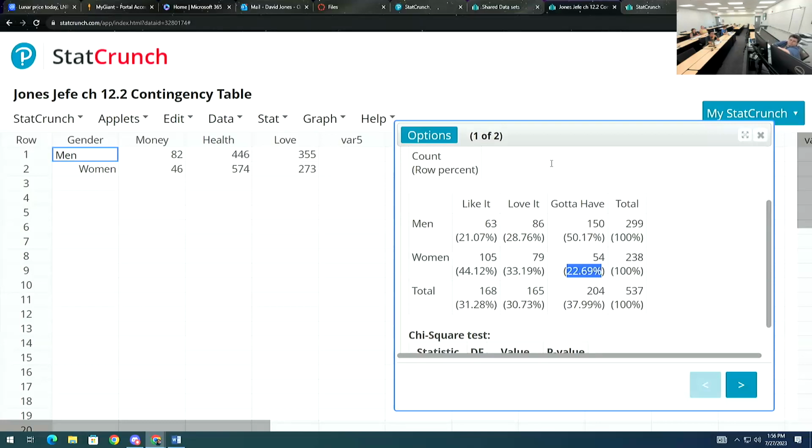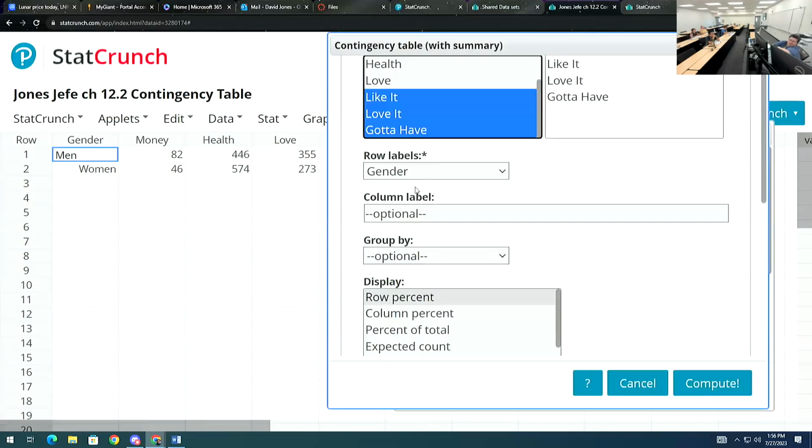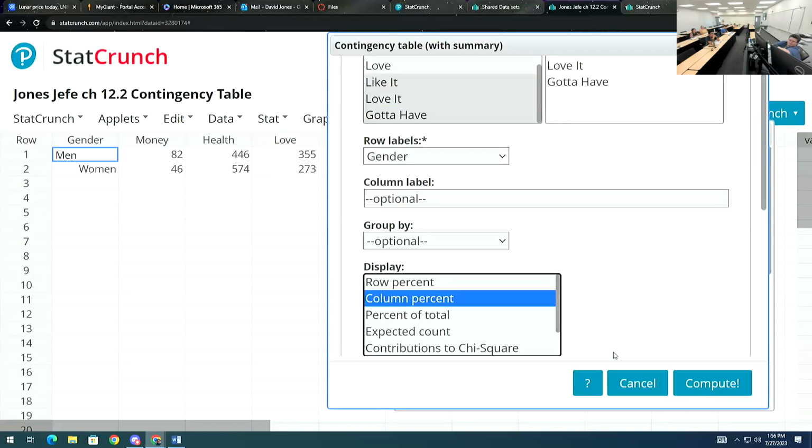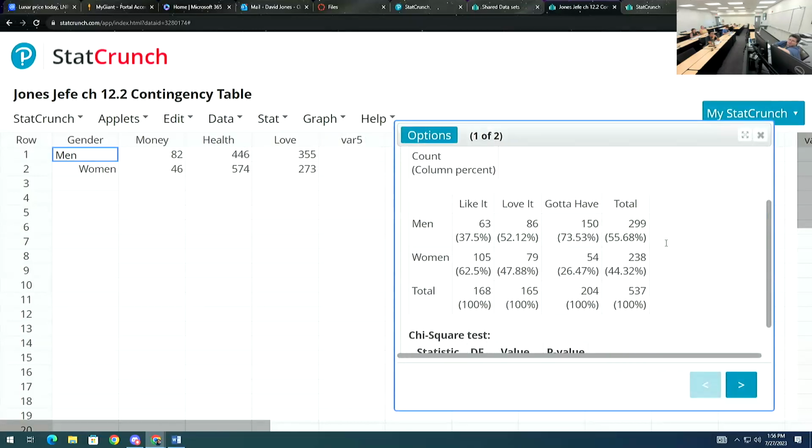That's kind of handy. You can also get it to show column percent, and now you're looking down the columns. Of the people that ordered small, almost 2/3 were women.